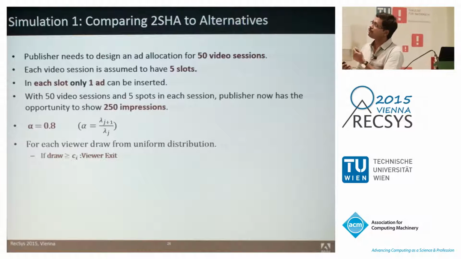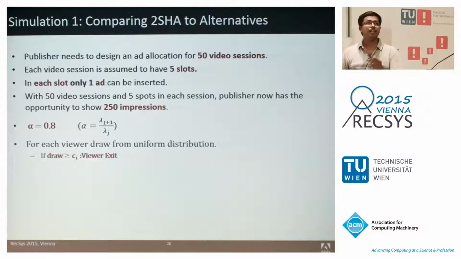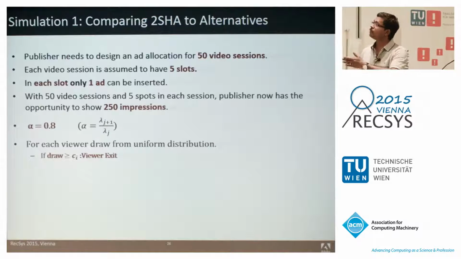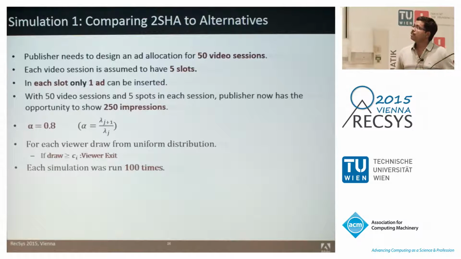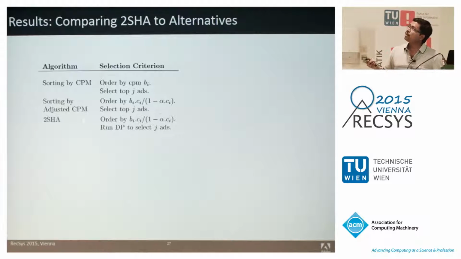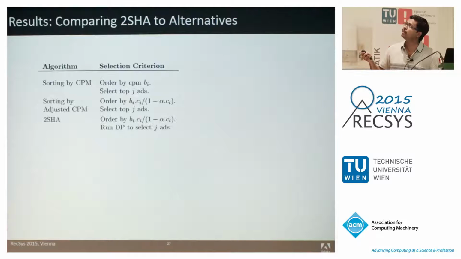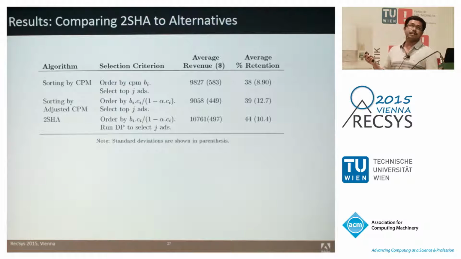So if our draw was greater than or equal to the continuation rate for the ad, we assume that the viewer is going to exit. We ran each simulation 100 times, and we compared 3 different models. The first model is what we practice in the industry, ordering by CPM and selecting the top J. The second one is sorting by adjusted CPM and selecting the top J. And finally, we compared our algorithm with the rest of it. And you can see the results here.